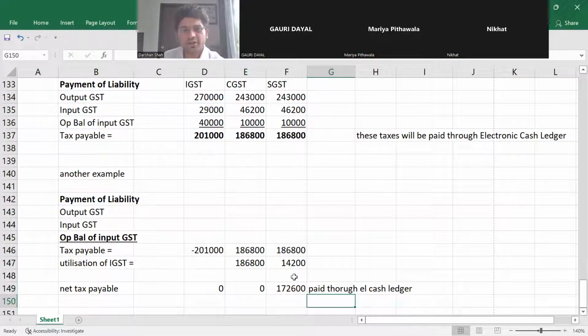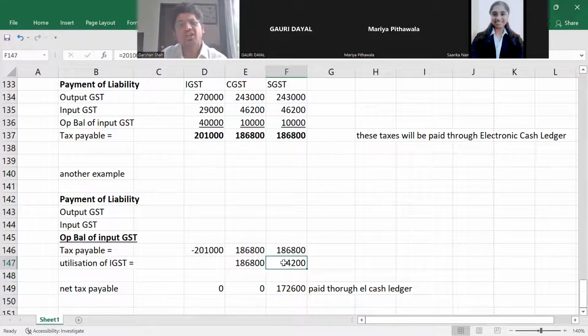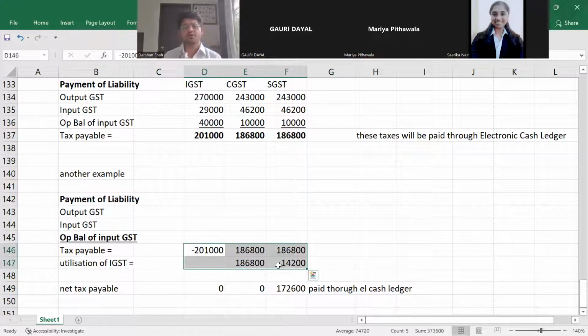See, it does not matter. Let me complete it first. It does not matter if you pay CGST or SGST. Both have the same rate, anyway. CGST, SGST rates are same, so it does not matter. Yes, Sarika, go ahead. Do we need to write notes for this, like which tax we're netting off in the exam? No need. You can just show it like this. In columnar form, you can show it. No problem.